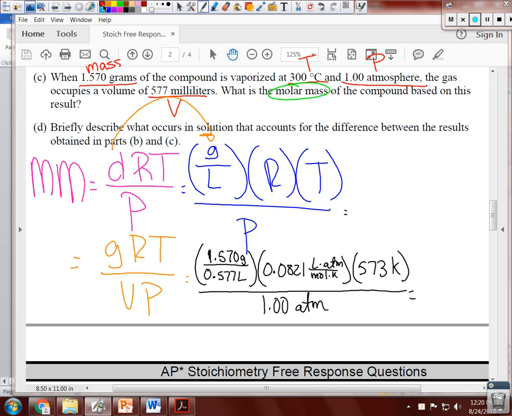What's the question? What is the molar mass? I need a molar mass, right? So let's look at our units. Do grams cancel? Do liters cancel? Do atmospheres cancel? Do kelvins cancel? So what are you left with unit-wise? Is that molar mass? Spectacular. Does that make sense? Do you have to write that down as the unit? Most definitely.